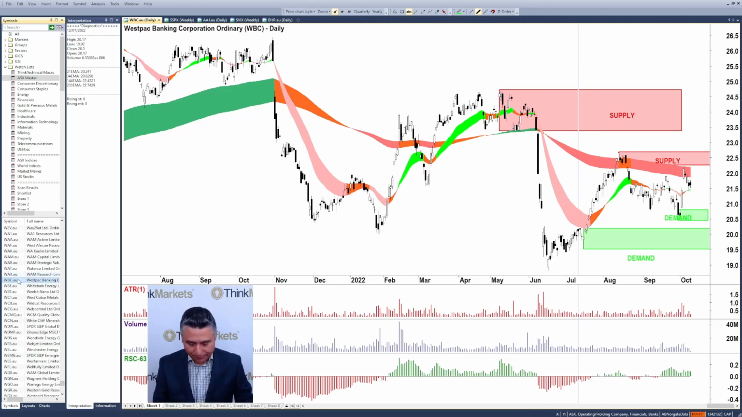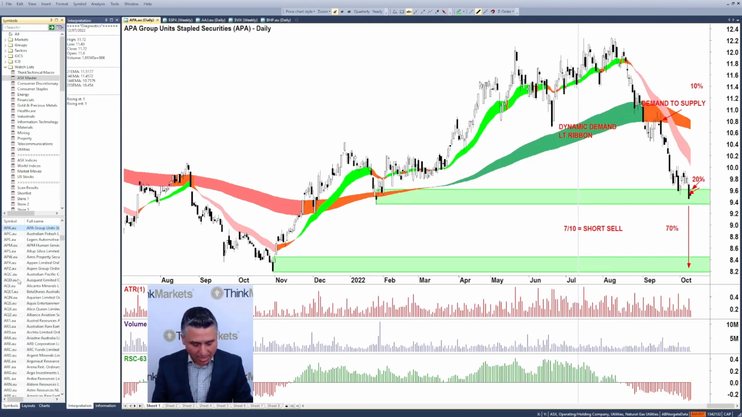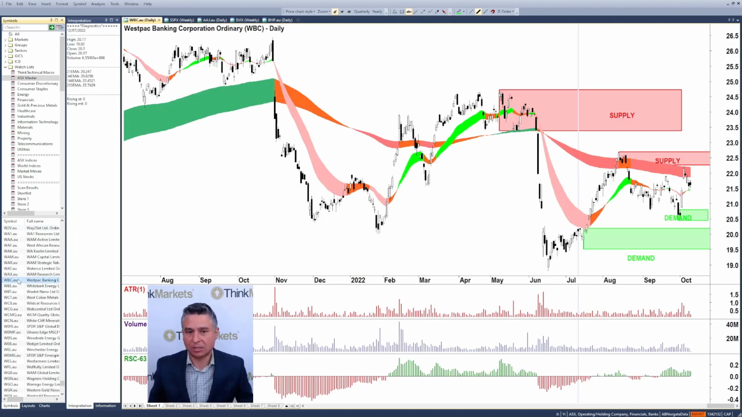So if we compare, say, an APA, which I think looks really bad, Westpac doesn't look nearly as bad as that, if that makes sense. For Ron, we've done Yancoal, so I'll keep moving.